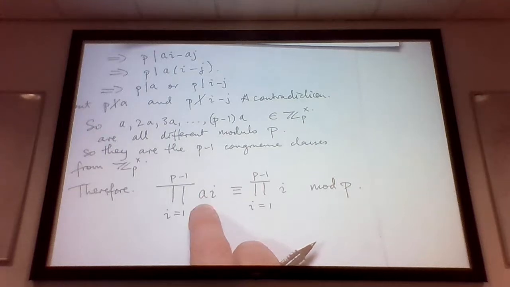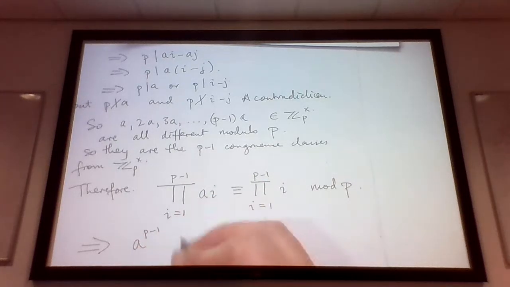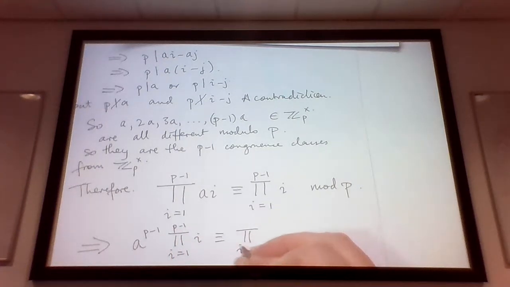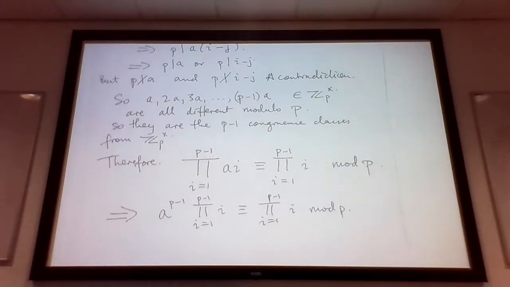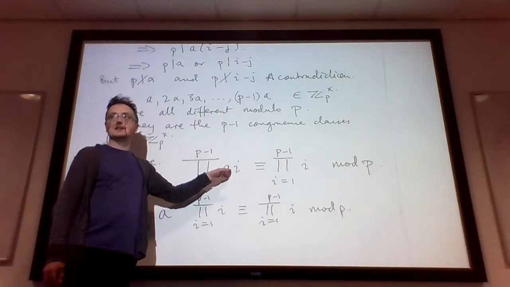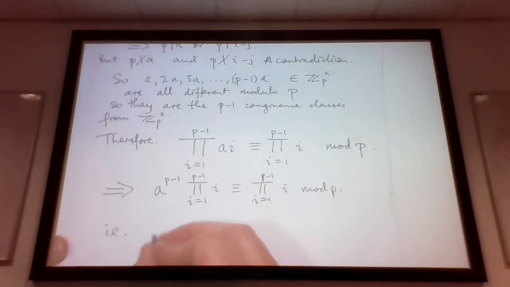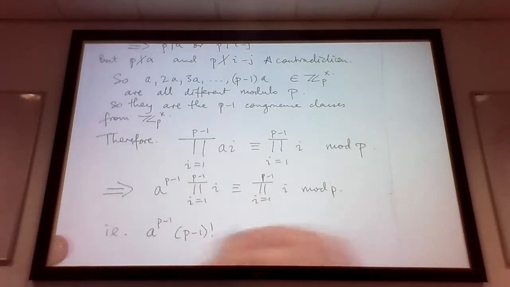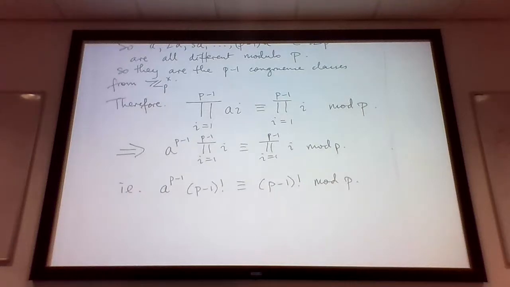But you see, you've got a common factor A in each of these factors. So that A can come outside, and it comes outside as A to the power p minus 1. You're multiplying together all those factors. There's an A in each factor, so you've got A to the power p minus 1 inside this big long product. So you can just take that outside. And actually, that's p minus 1 factorial. It's the product of everything between 1 and p minus 1. It's the definition of p minus 1 factorial.